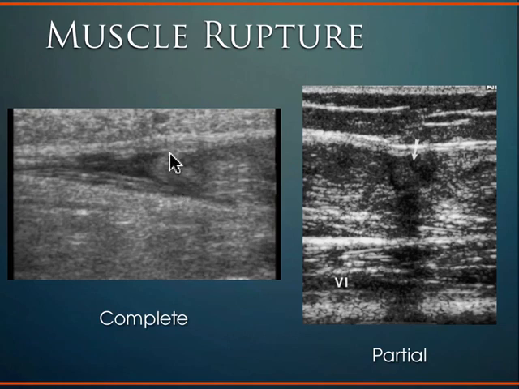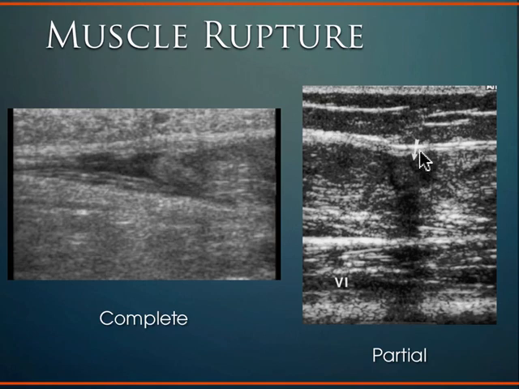This is an example of muscle rupture, so this is a complete rupture. Again, just like the tendon, you'll see the retraction or the stub of the actual muscle tissue. So that should be connected to here. These are the fascial planes through here. This is the muscle tissue back here and is retracted.